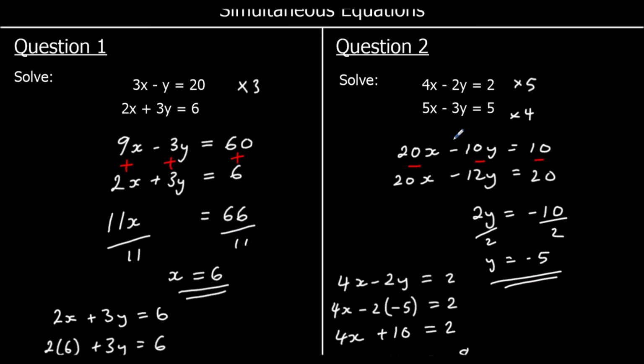And we can check that in our other equation. So 5 negative 2's make negative 10. Take away 3 negative 5's. When we take away a negative, we go up. So it's negative 10 plus 15, which is 5.